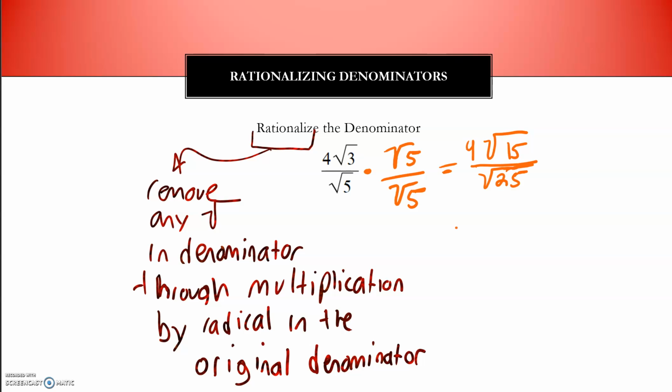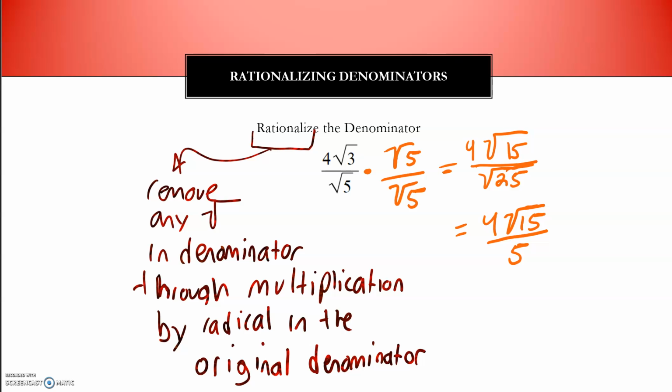That I can simplify. So it is 4 root 15 over 5. And that's the rationalized form. Now, two things to remember here. First, you may have to reduce. However, we don't in this case.